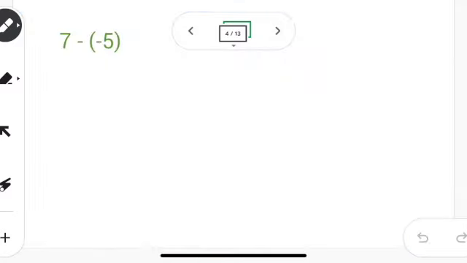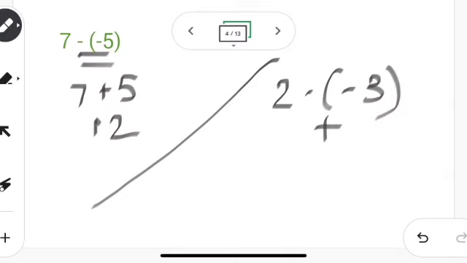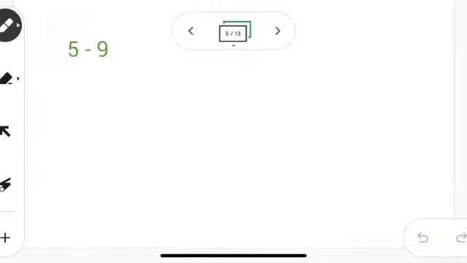Try 7 minus -5. So remember, when we have those two signs right next to each other, it really just becomes 7 plus 5, which is 12. And then let's just try 2 minus -3. Again, those will just become plus, and so 2 plus 3 is 5. And one more to practice, 5 minus 9. Be very careful because this is not 9 minus 5.